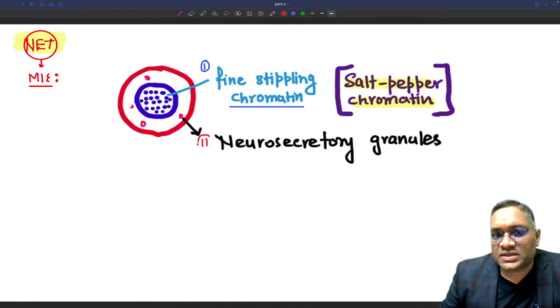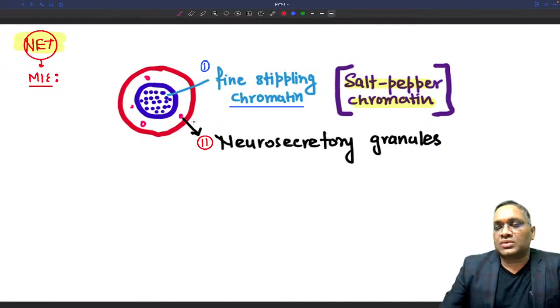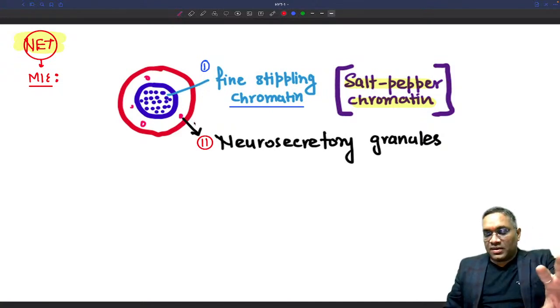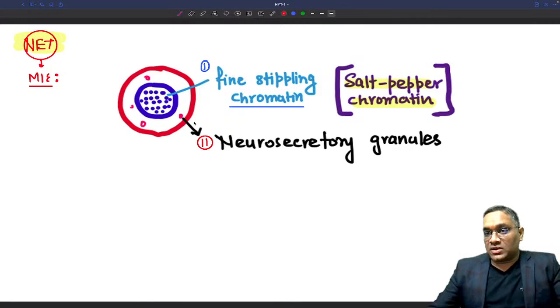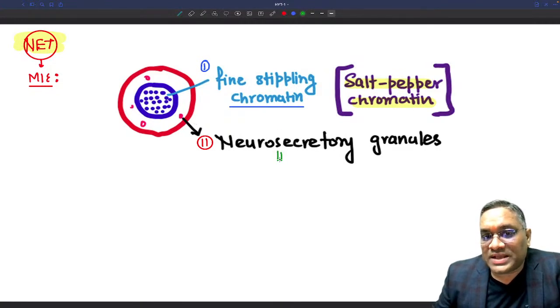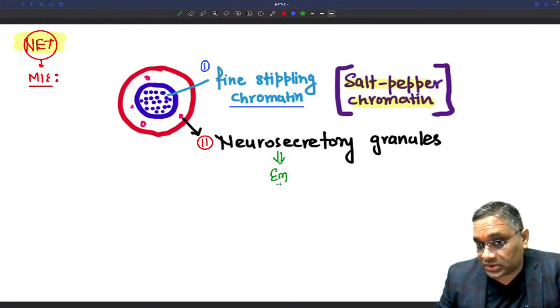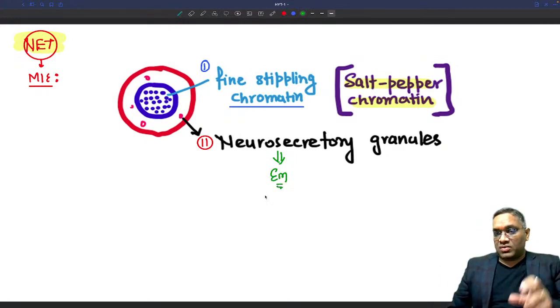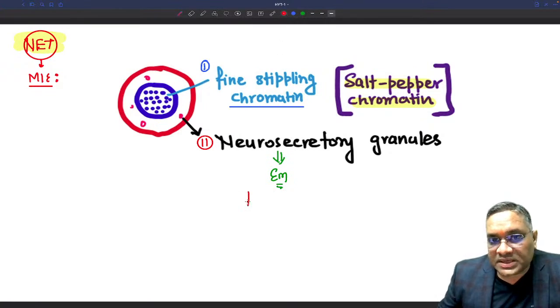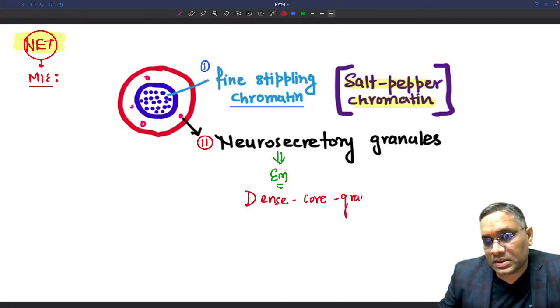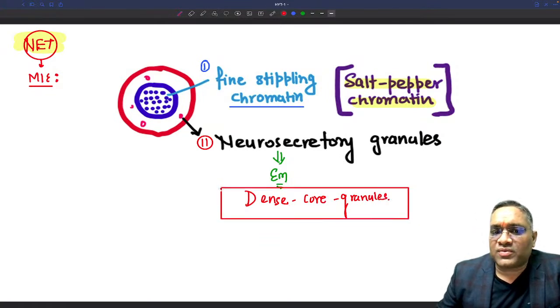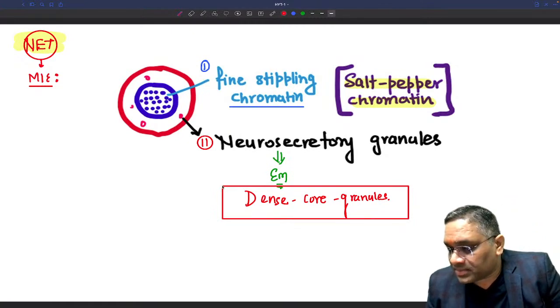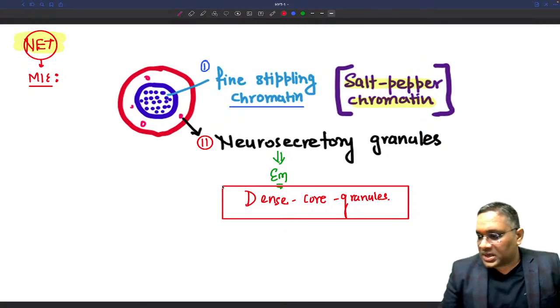Second characteristic feature, in the cytoplasm they will have neurosecretory granules. You cannot see neurosecretory granules on light microscopy. For the sake of understanding I have shown them here, but to visualize neurosecretory granules you require an electron microscope, right? And on electron microscopy they look like dense core granules. So dense core granule is nothing but the electron microscopic view of the neurosecretory granule. Both are the same.